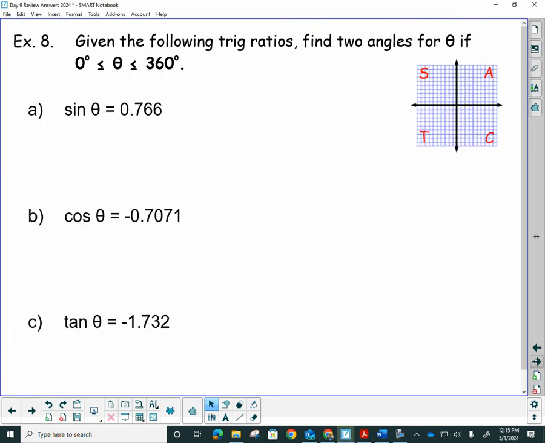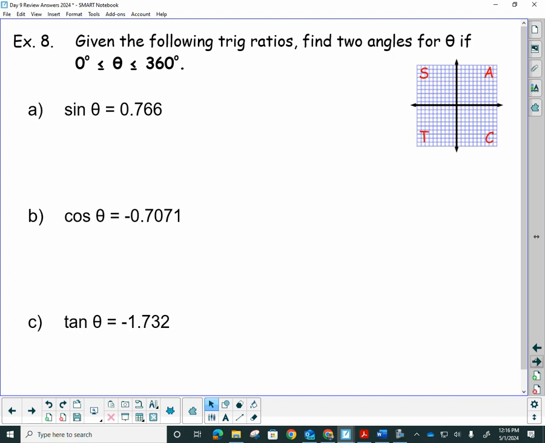All right, and for our last questions, we are figuring out the two angles for each of these ratios. So we discovered that, hey, when we do inverse sine on our calculator, it will give us one answer, but it won't necessarily give us more than one answer. And we discovered that, of course, there's more than one answer in these.